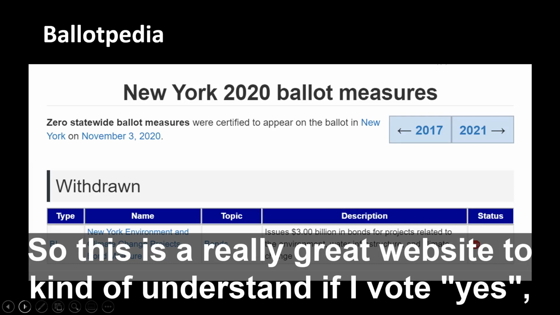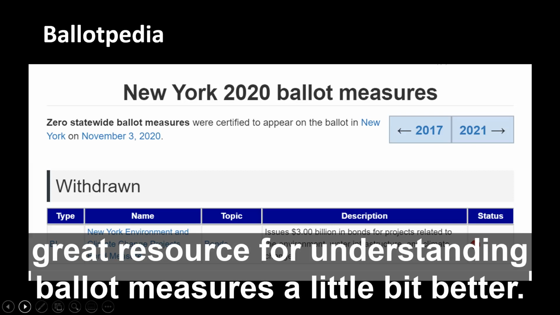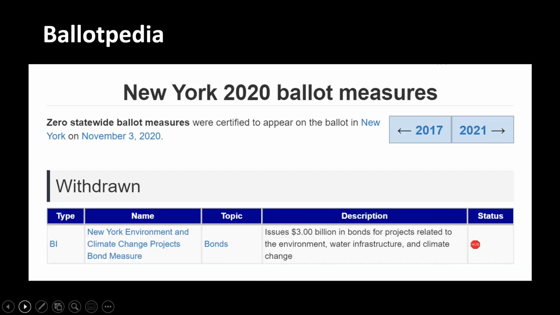So this is a really great website to understand, if I vote yes, what will it mean? And if I vote no, what will that mean? So Ballotpedia is a really great resource for understanding ballot measures a little bit better.